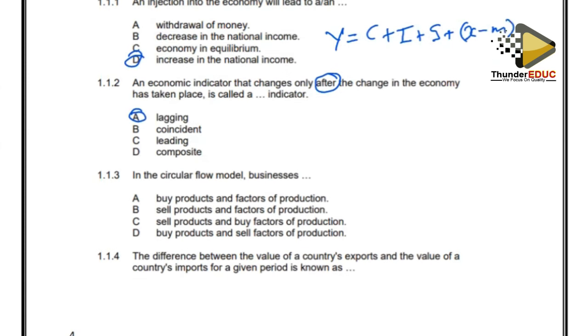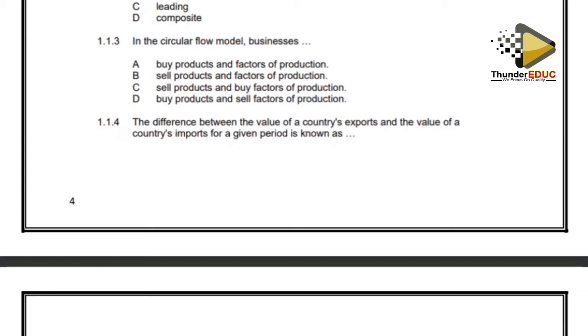The next question we have is 1.1.3. 1.1.3 reads as follows: in the circular flow model, businesses dash. Okay, right. So now since we have landed on the concept of the circular flow model, I am going to explain to you what this concept is.